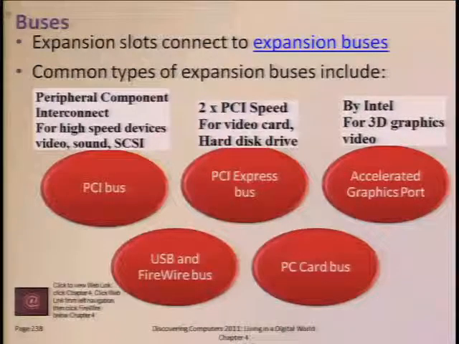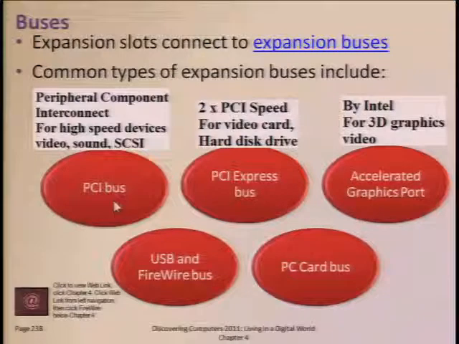Right, so we have some other additional buses. The expansion slots connect to these buses. Just now we talked about the importance of having the bus. At the end of the bus, it has to connect to some expansion slot so that the card can slot into this bus and communicate with the CPU. What are the different buses we have?